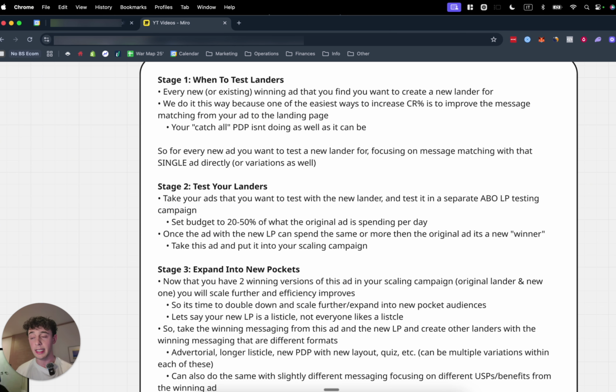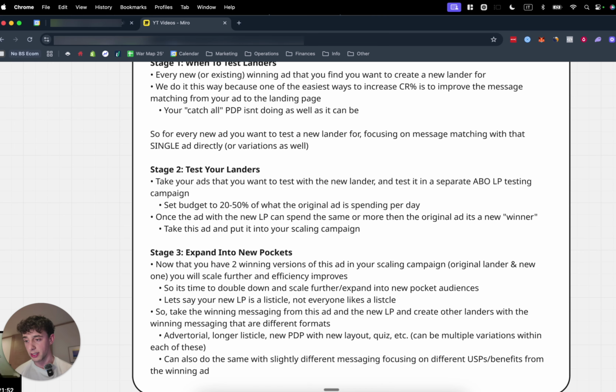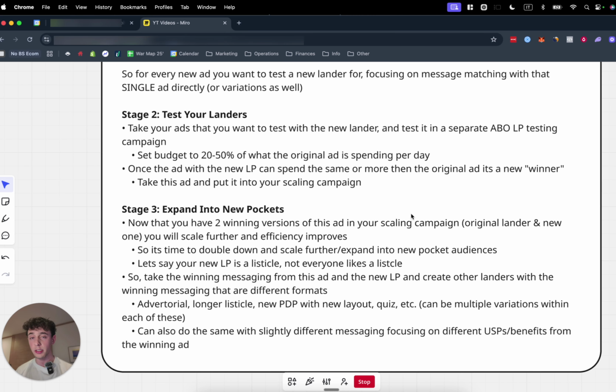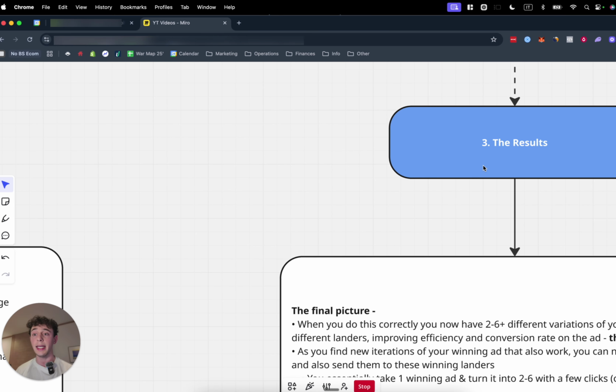Put those in your scaling campaigns, and now you have two working landing pages, the original and the new one, for all ads under that angle, or for that winning ad specifically, depending on how specific you went. Now that you have that as a winner, go improve it further, split test it and improve it, expand into different formats with slightly different messaging, etc., and scale the landing pages out. Because what's going to happen, which you'll see, which we'll get into right now, is the results.